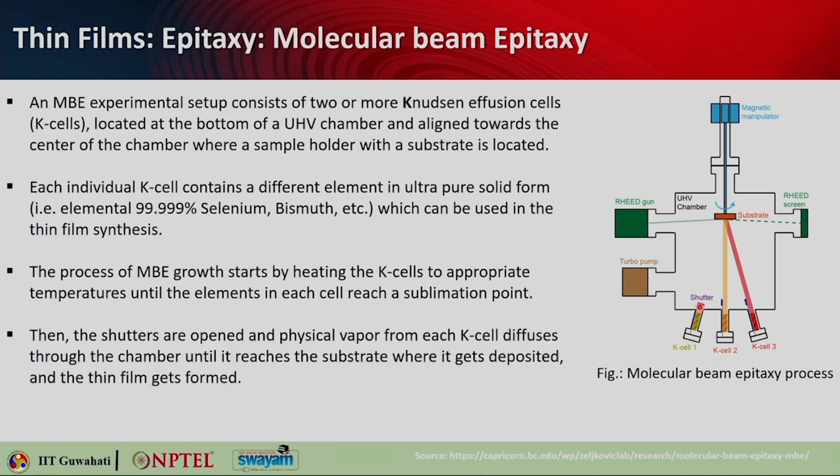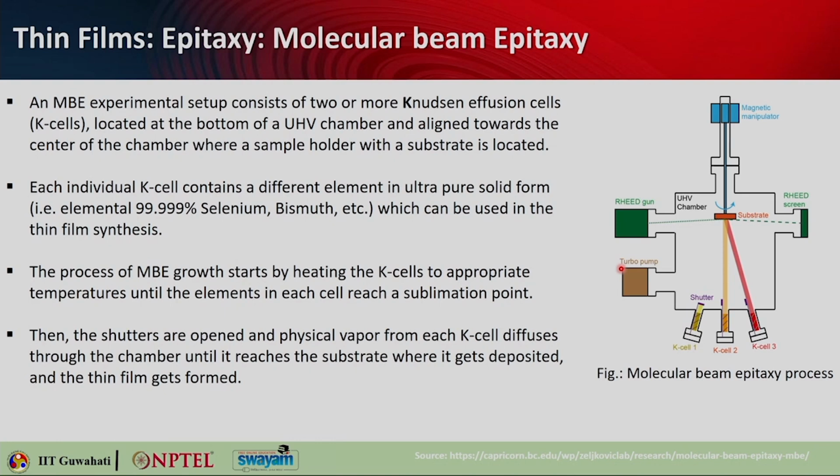Then the shutters over here, as you can see, this is an open shutter, and this is a closed shutter. So these shutters are then opened, and the physical vapor from each K cell diffuses through the chamber until it reaches the substrate and gets deposited, and this is how thin films are formed. Now remember that for more uniform growth, the substrate can be continuously rotated at low rotation speed.